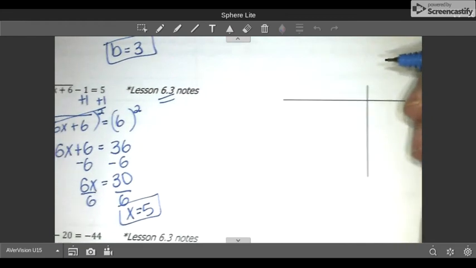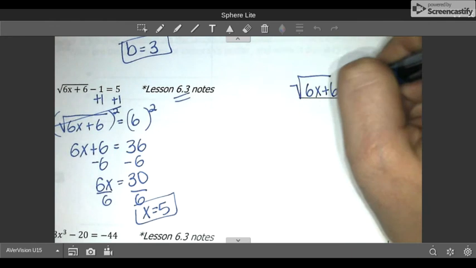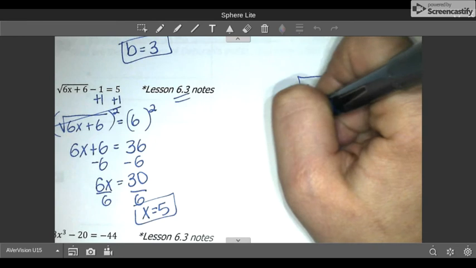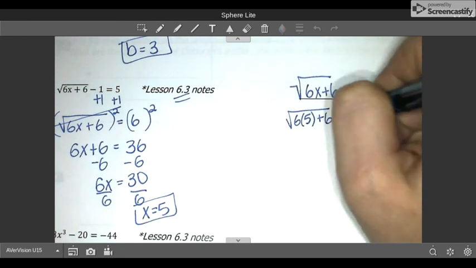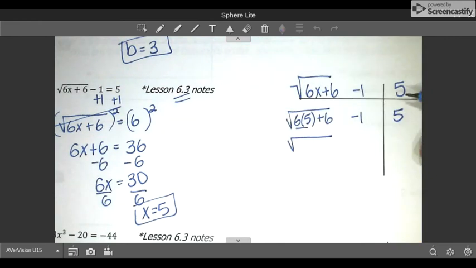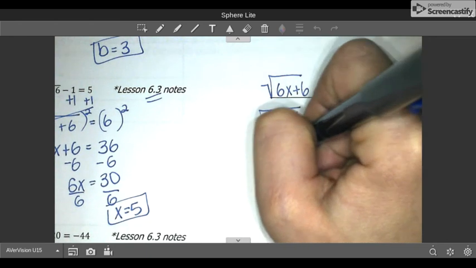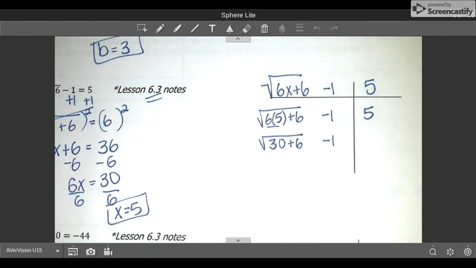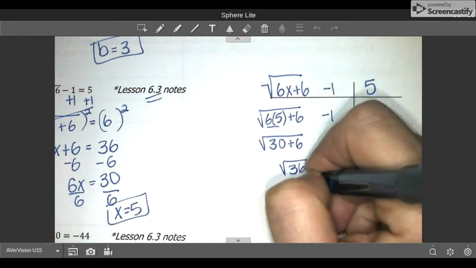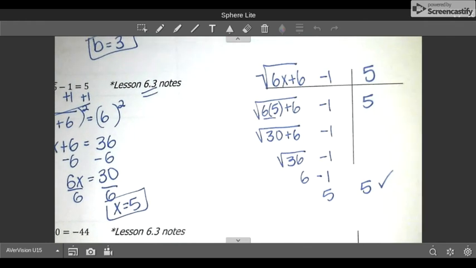Okay, so here we go. Write down the original equation. Plug in 5. All right, so let's figure out what's underneath this square root sign. 6 times 5 is 30, so this is going to be 30 plus 6 underneath the square root. Then we're going to take away 1. 30 plus 6 is 36. This is the square root of 36, and we'll take away 1. 6 minus 1, it's 5. So we know that we have the correct answer.